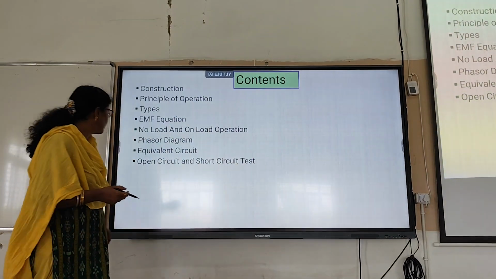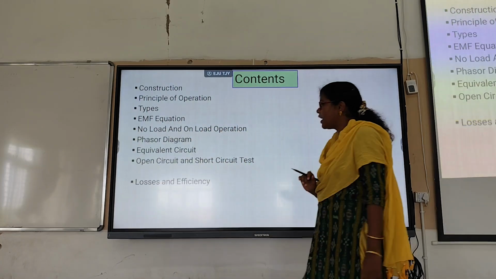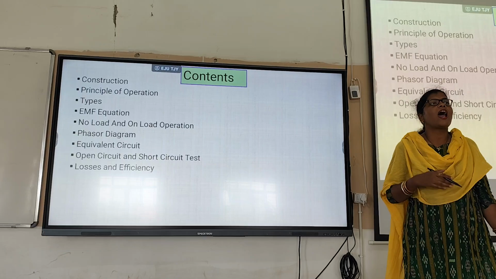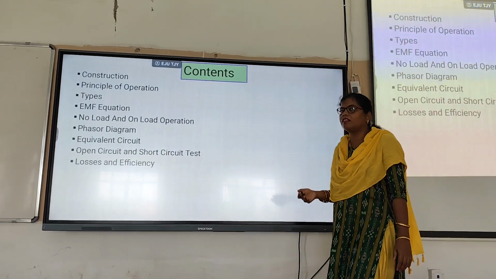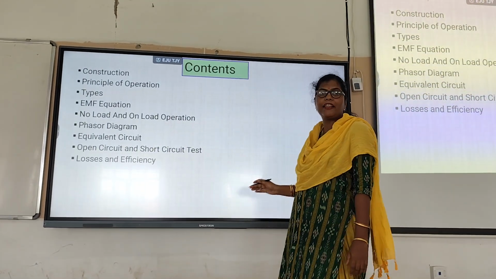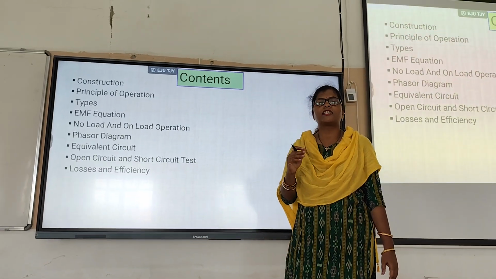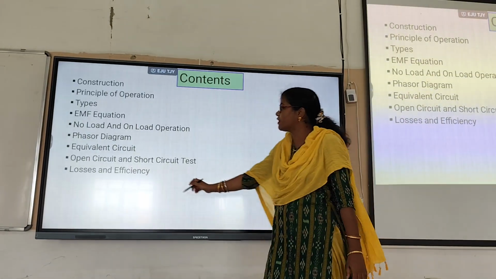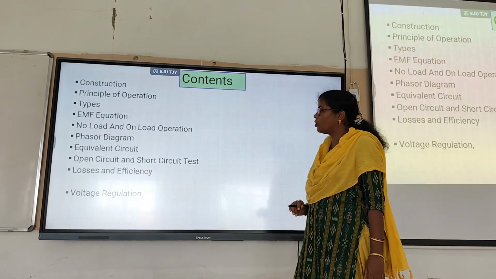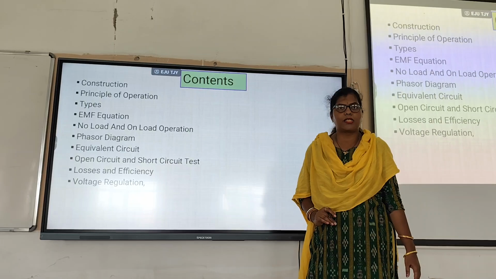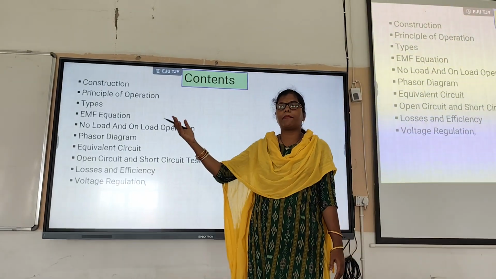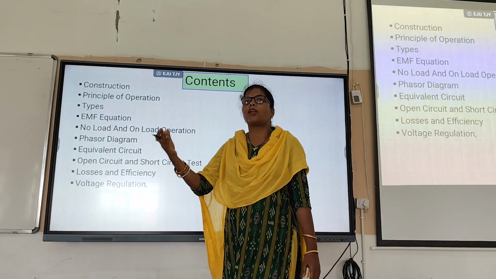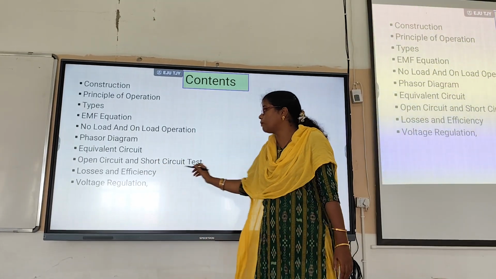Then the next part is the different types of losses. What are the different types of electrical losses as well as mechanical losses that occur in the transformer, that we will discuss. But there are no mechanical losses; how the mechanical losses are zero in the transformer, that we will discuss in this category. Then we will go to the voltage regulation of the transformer. Since we can step down or step up the voltage in a transformer, we should know how to calculate the voltage regulation of the transformer.